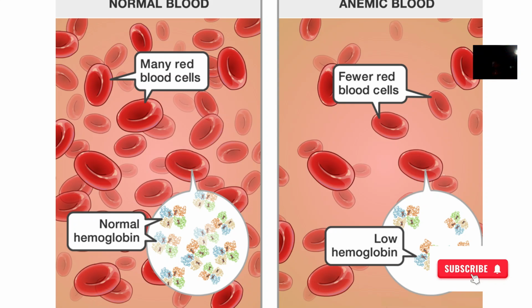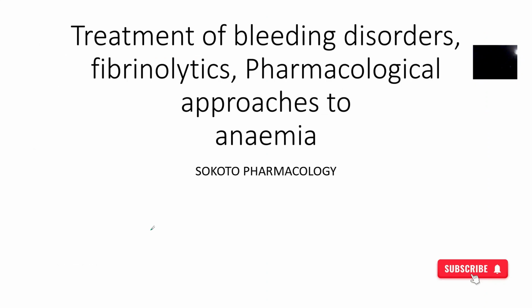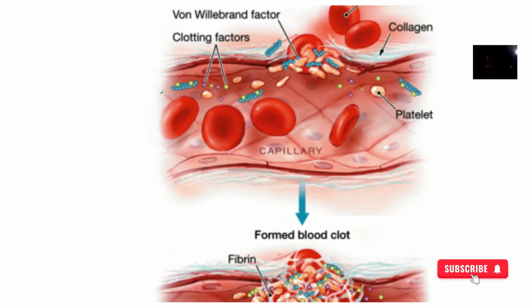Now we'll talk about treatment of some blood related issues. That's in pharmacology. We're trying to look at bleeding disorders. And we'll look at a category of drugs known as fibrinolytics. Then we'll also look at treatment of anemia. Note that we are just listing the drugs and passing. We'll come back later and discuss them very well. So bleeding disorders, let's go one by one.